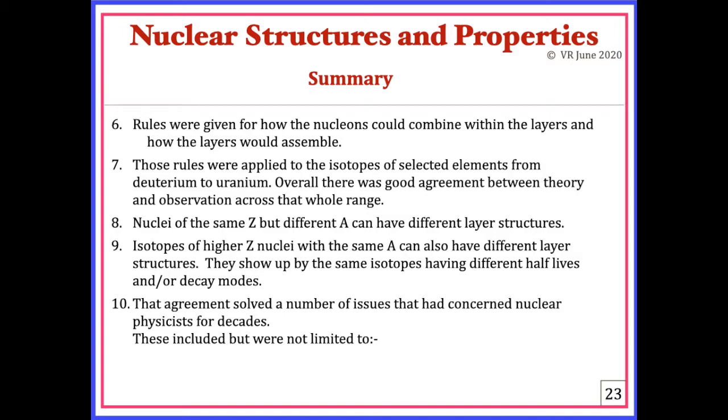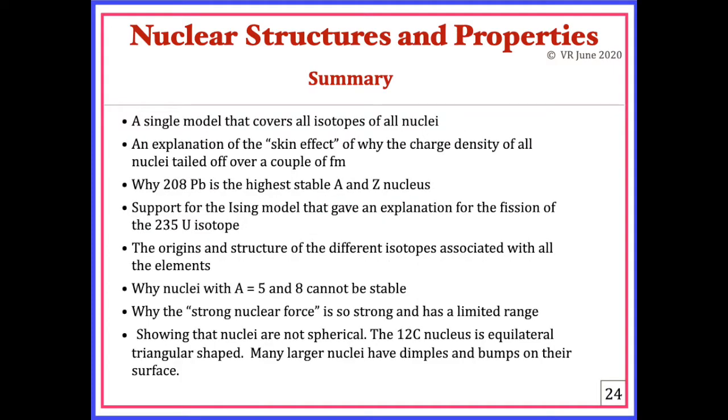These include, but are not limited to, a single model that covers all isotopes of all nuclei, an explanation of the skin effect, of why the charge density of all nuclei tails off over a couple of fm, and why 208Pb is the highest A and Z nucleus that is stable. It also provides support for the icing model that gave a good explanation for the fission of the 235U isotope, the origins and structure of different isotopes associated with all the elements. It explains why they are there and what their properties can be.